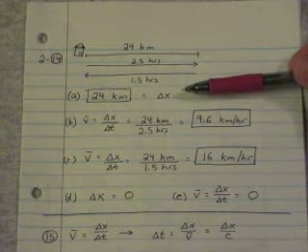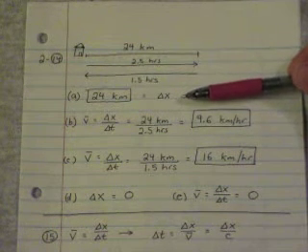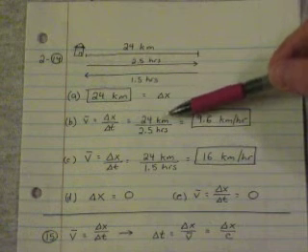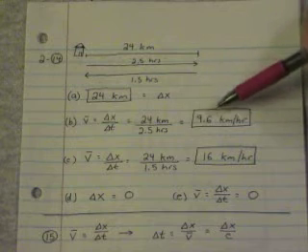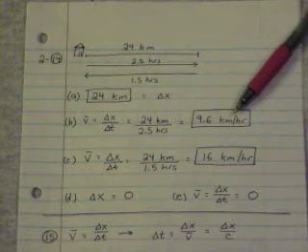B asks, what is the average velocity over that first leg? Average velocity is displacement over time. In part A, we got the displacement of 24 kilometers. Now we're dividing by 2.5 hours, and that gives us an average velocity of 9.6 kilometers per hour.